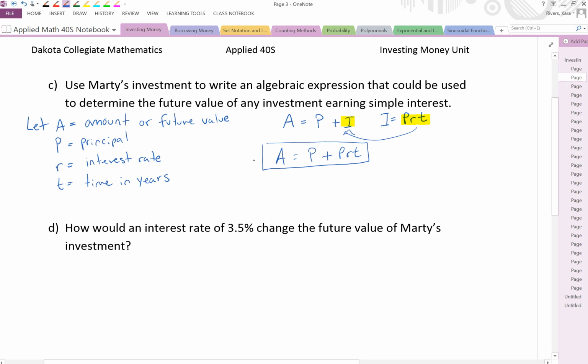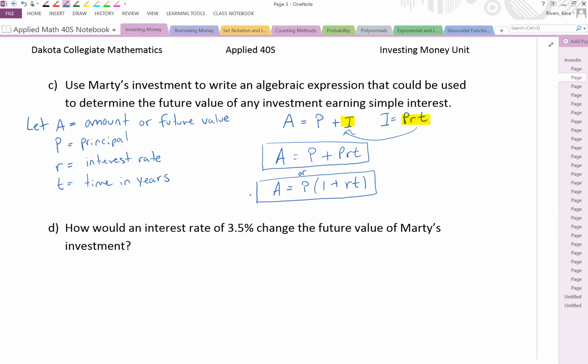Another version of this formula, if we factor the P out, that would be P, and then we'd have, if P divided by P is 1, and P divided by PRT would just be RT. So two versions of this formula, whatever is going to work best for you for whatever situation you're looking at.